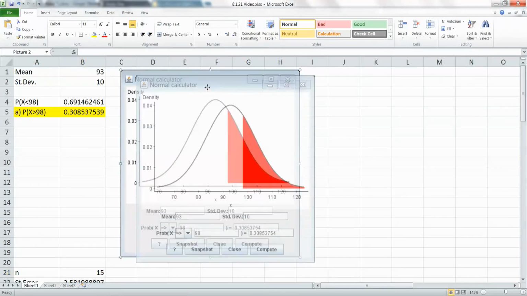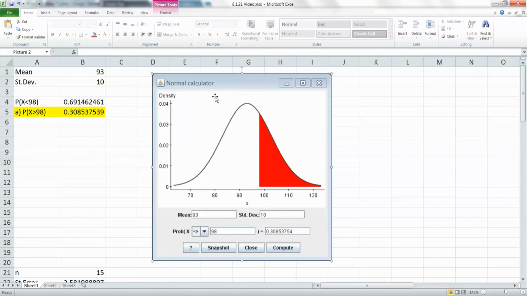Now, you'll have to bear with me because I've actually already done this video twice, and my computer has eaten it twice. So hopefully this one will go through.